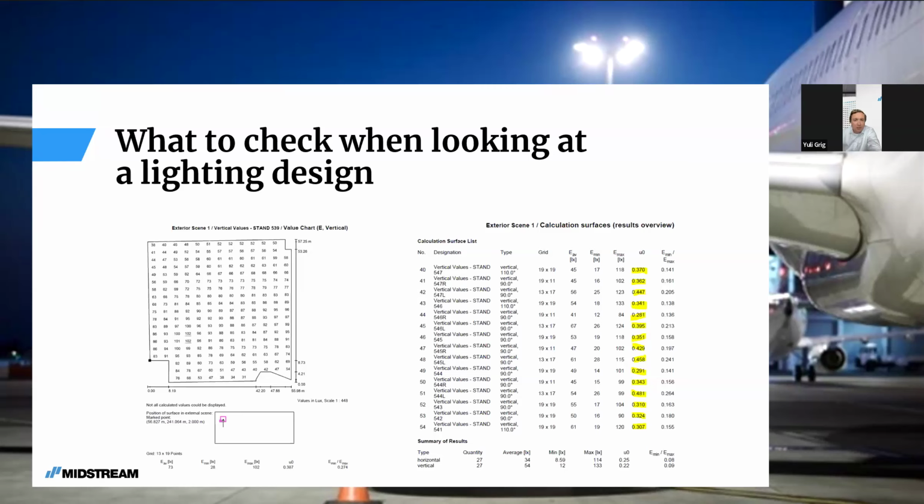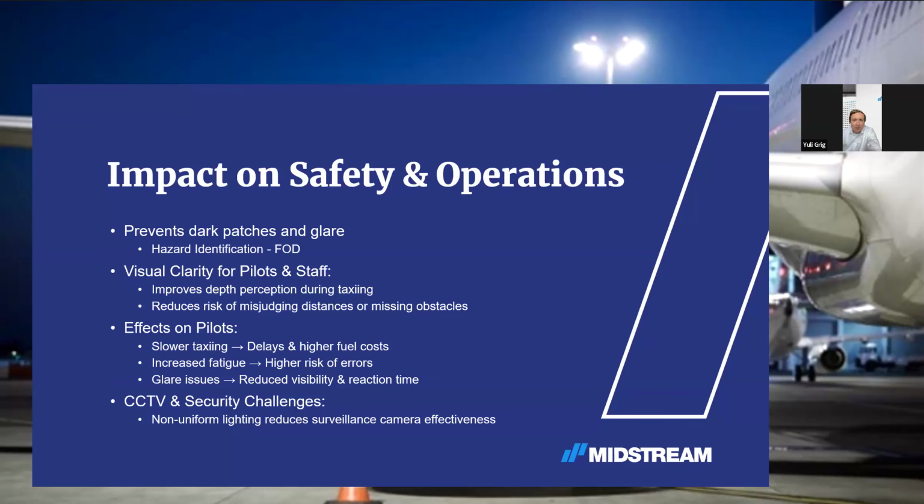Okay. So on the next slide, what we're going to look at is the impact on safety and operations. I think, Tash, you're going to be talking about this, aren't you? Yeah. So if we look beyond compliance at the impact that uniformity has on the safety and operation of the apron, having uniform lighting essentially means preventing any dark patches or glare. So it makes it much easier to detect any hazards or FOD on the apron. You can imagine that if there are any dark patches on the apron, hazards, FOD, anything that shouldn't be there is much harder to detect and is therefore a safety issue.